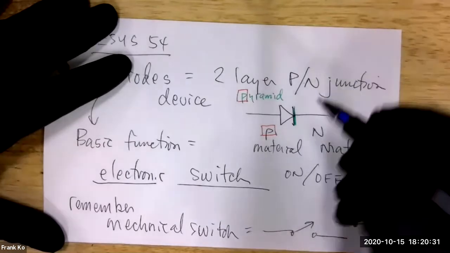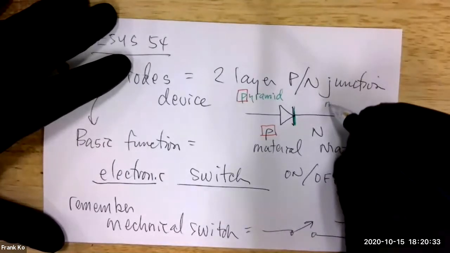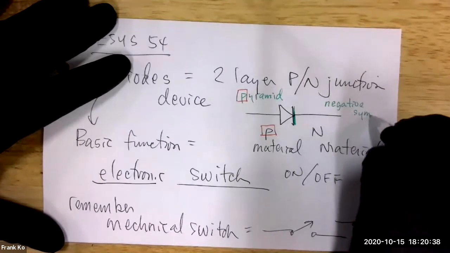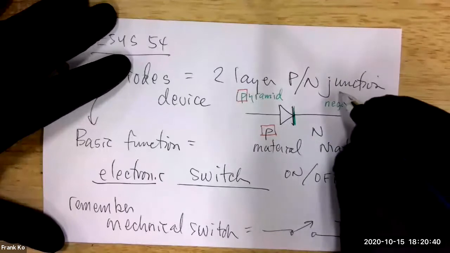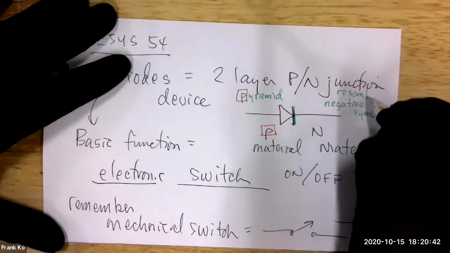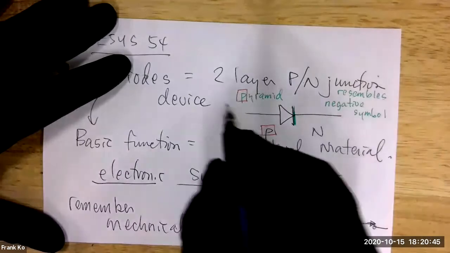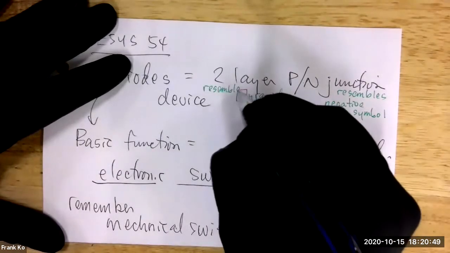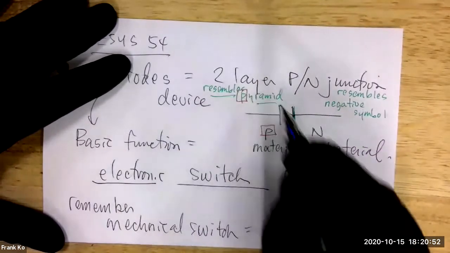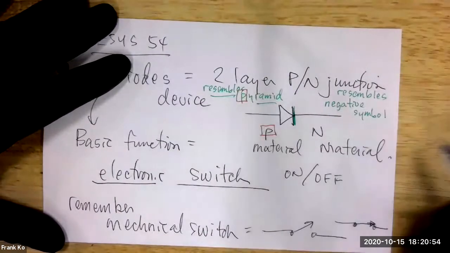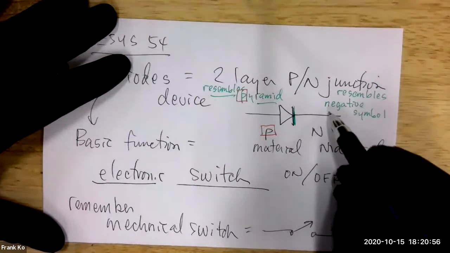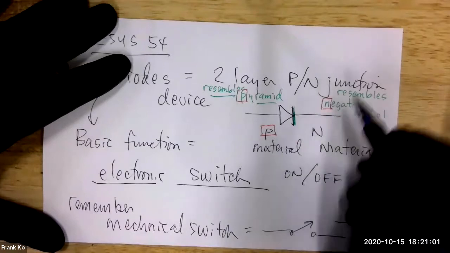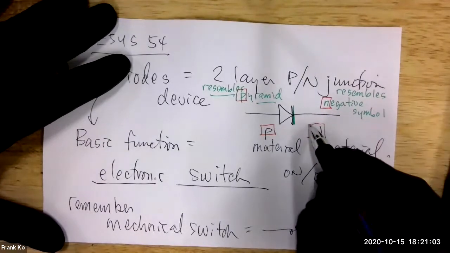This bar looks like a negative sign. Yes, does it look like a negative symbol? I'll put down resembles negative symbol, whereas this side resembles a pyramid. So this side resembles a pyramid, this side resembles a negative symbol. And the word negative starts with what letter? N. And guess what? What type of material do we call this side?